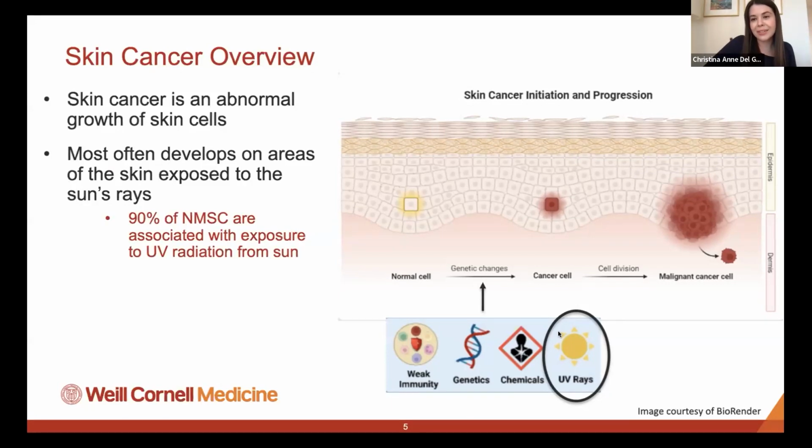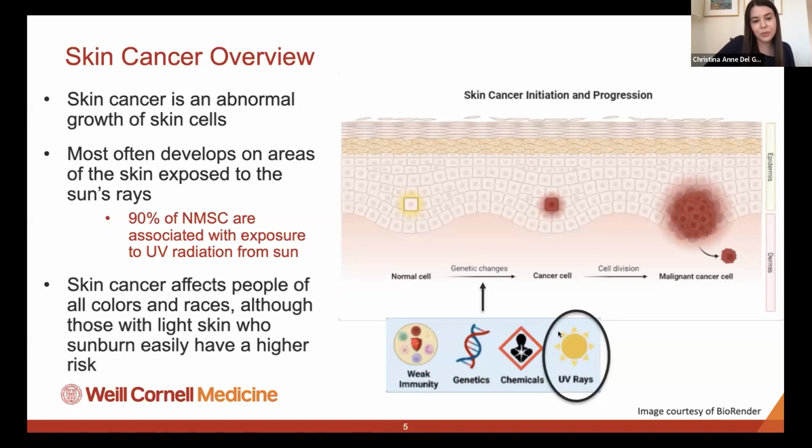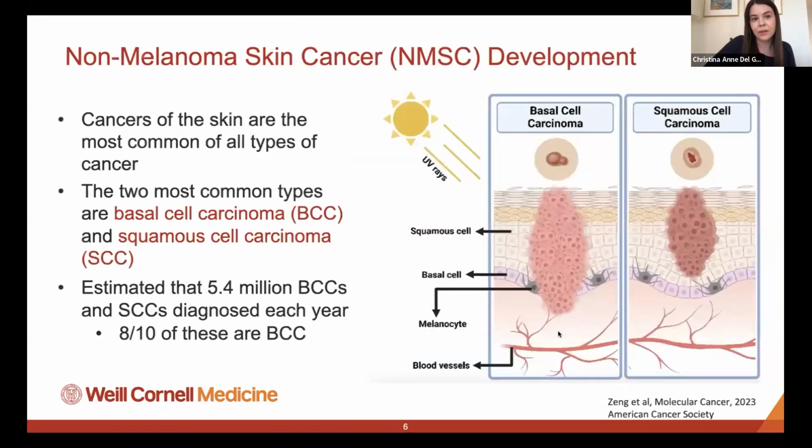As I kind of alluded to, 90% of non-melanoma skin cancers are associated with exposure to the sun's rays, or the UV radiation from the sun. And so unsurprisingly, most skin cancers develop on areas exposed to the sun. Skin cancer can affect people of all races and ethnicities, although those with light skin who sunburn easily have a higher risk. Non-melanoma skin cancers are the most common types of all cancer.